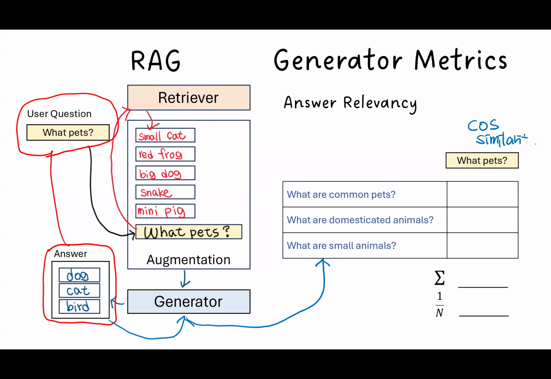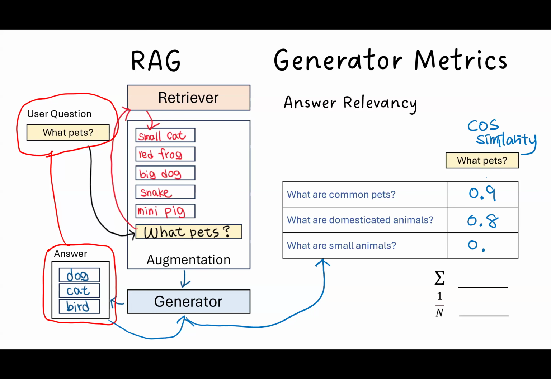And just as an example, we get 0.9. It's kind of close, pets and pets. And what are domestic animals? Kind of close, animals and pets, but not as close as the first one. So we're going to give a score slightly lower, 0.8. What are small animals? What are pets? Not that similar, but it's still not completely dissimilar. So just as an example, 0.4.